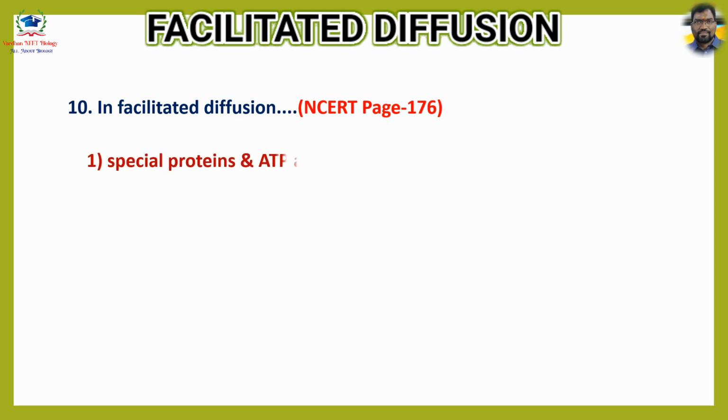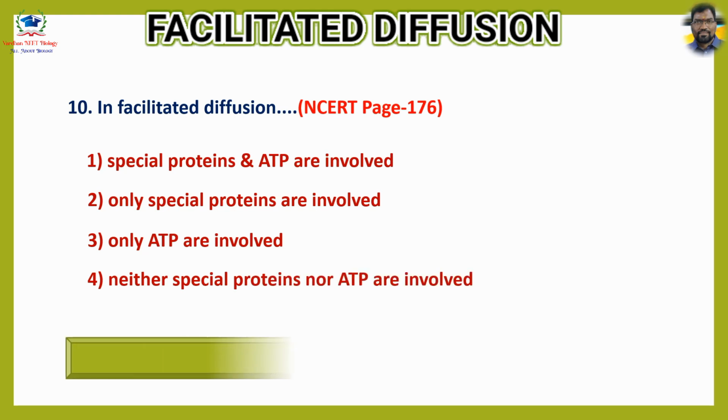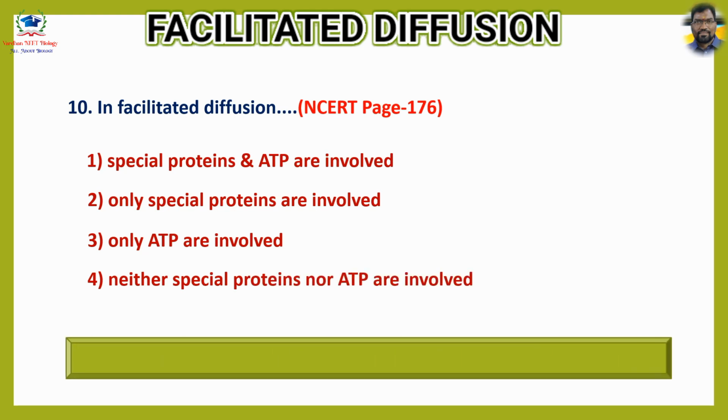Question number 10. In facilitated diffusion, options are 1. Special proteins and ATP are involved, 2. Only special proteins are involved, 3. Only ATP are involved, 4. Neither special proteins nor ATP are involved. The answer is option 2. Only special proteins are involved.